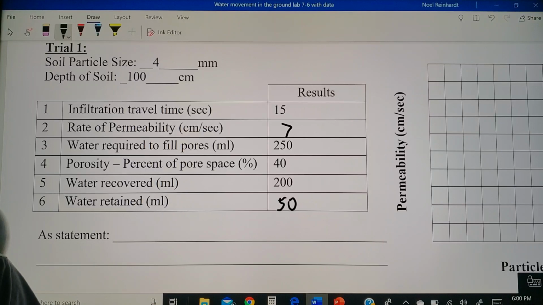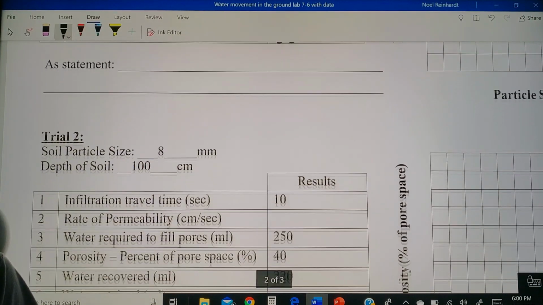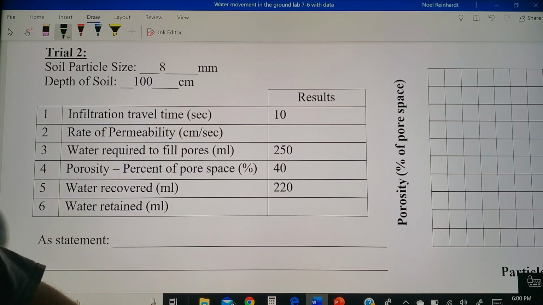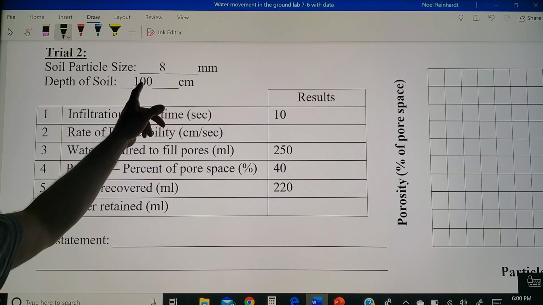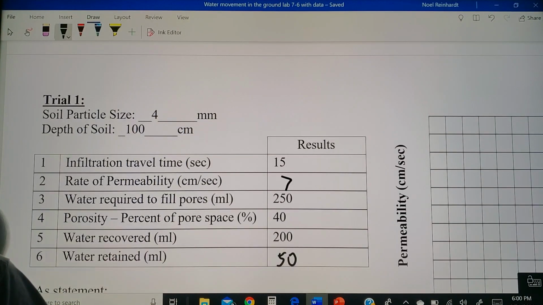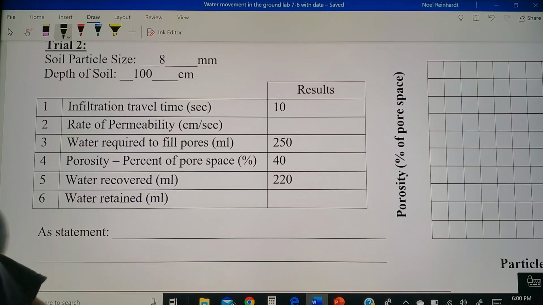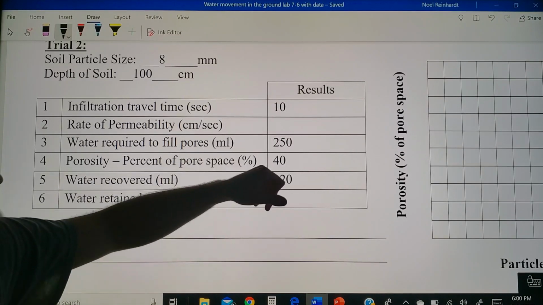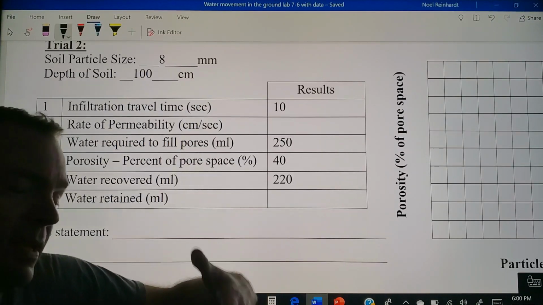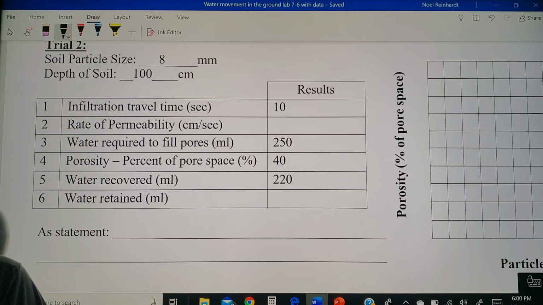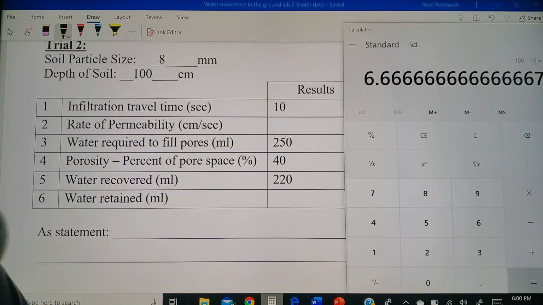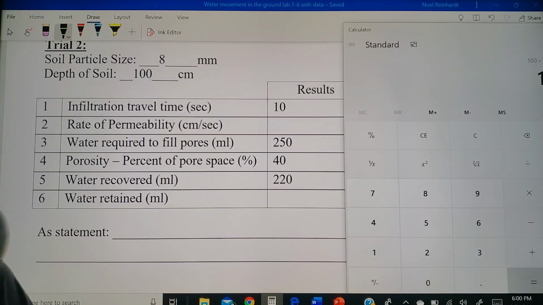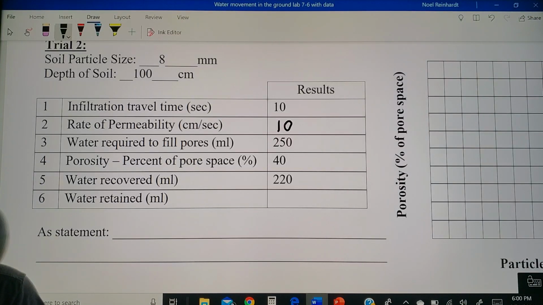We'll go down to the next data chart here and do a similar task. Same depth of the soil, but this time it took 10 seconds. So 100 divided by 10, obviously 10, but if you want to see it just for comfort, there it is. Your depth of 100 divided by 10 seconds, and you got a 10. So your rate of permeability here was a 10.